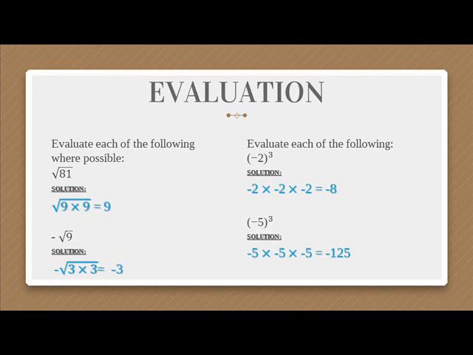2 into 2 is 4, 4 into 2 is 8, so we have minus 8. Then we have minus 5 to the power 3. We will solve this one just like the previous one. The index 3 indicates that we will multiply minus 5 3 times, and an odd number of negatives means our answer will also be negative. 5 into 5 is 25, and 25 into 5 is 125, so we have minus 125. That is our final answer.